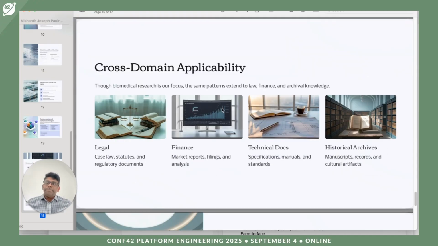Cross-domain applicability. Though I talked about biomedical research, the same patterns can be extended to law, finance, insurance, or any type of knowledge. For legal, for instance, we can have case law, statutes, and regulatory documentation. Finance: market reports, filings, and analysis. Technical documents: specifications, manuals, and standards. Historical archives like manuscripts, records, and cultural artifacts. In the insurance industry, we may have plenty of documents.